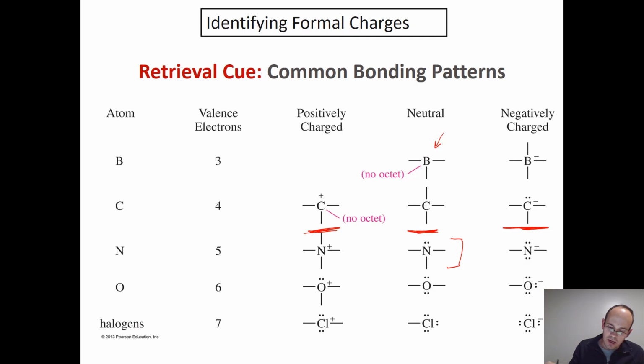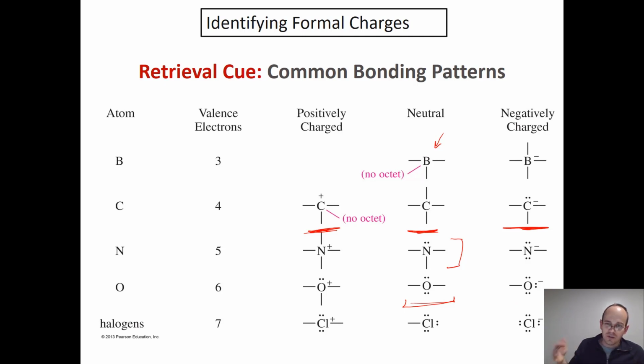That works the same way. Oxygen usually has 2 bonds. So oxygen will have 2 lone pairs typically. Right, here we go. That's neutral. If it has 3 bonds and 1 lone pair, then it's going to be positively charged. If it has 1 bond and 3 lone pairs, it's going to be negatively charged.